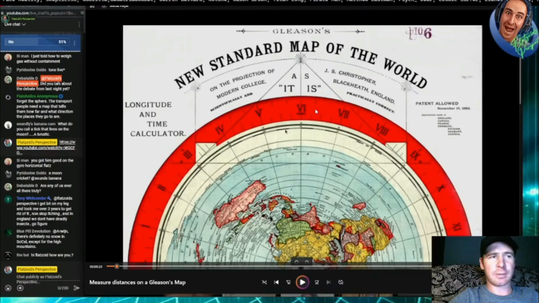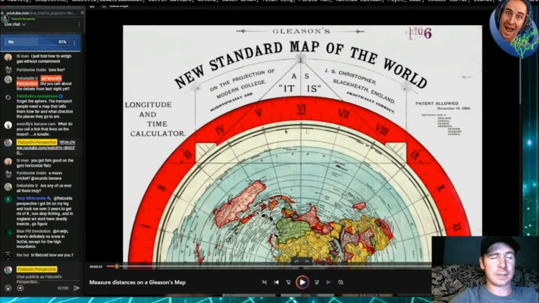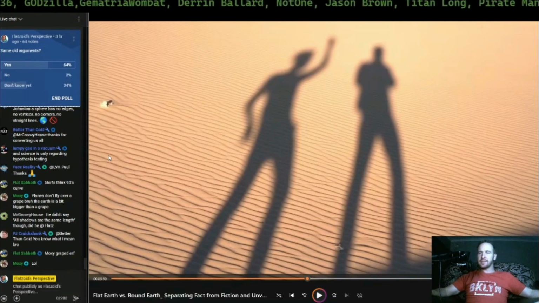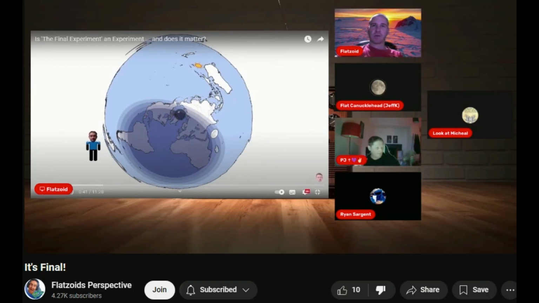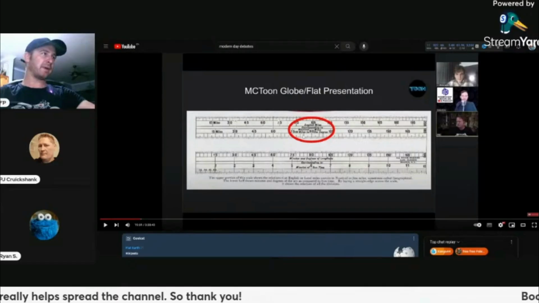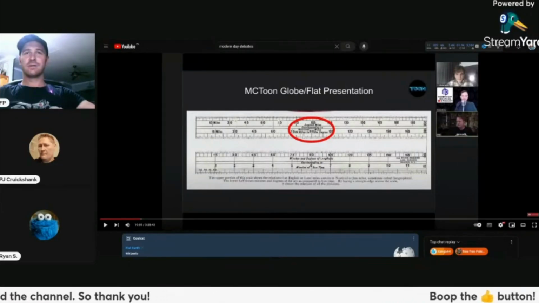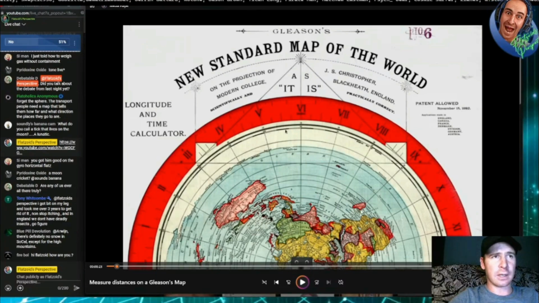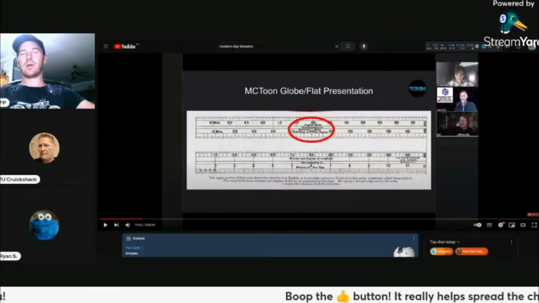I was trying to explain to them yesterday, it's not to measure distances. It's literally just a sundial. Not to measure distances. It's literally just a sundial. So that's why you guys want to use it all the time for distance, because that's not what they're created for.